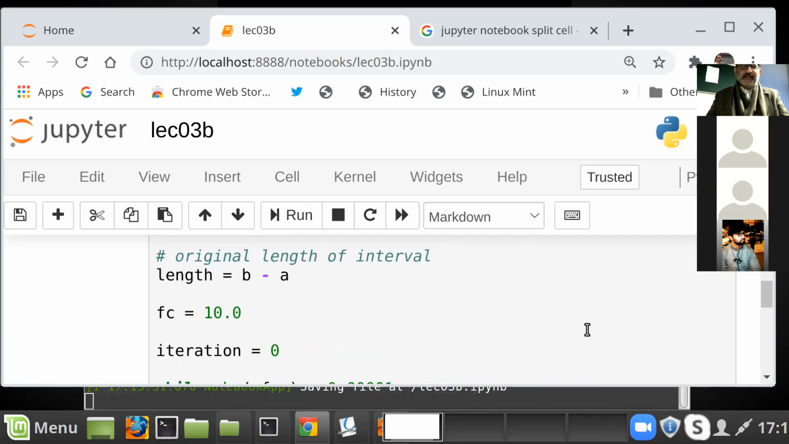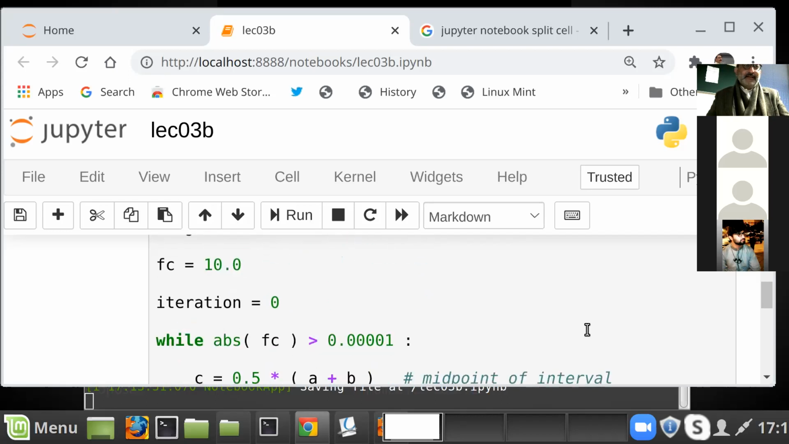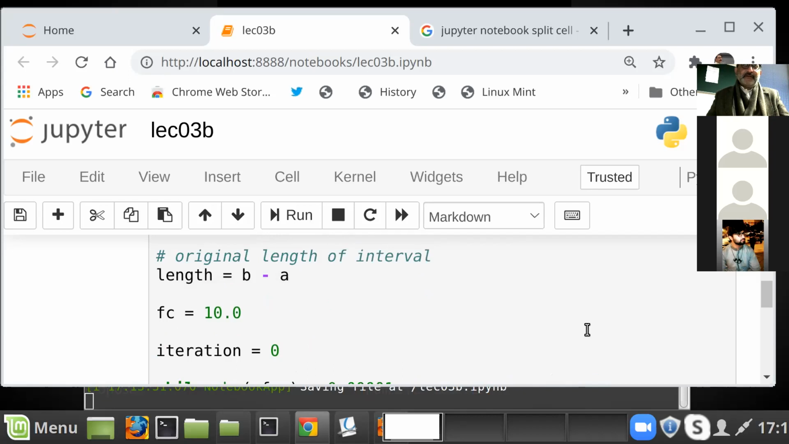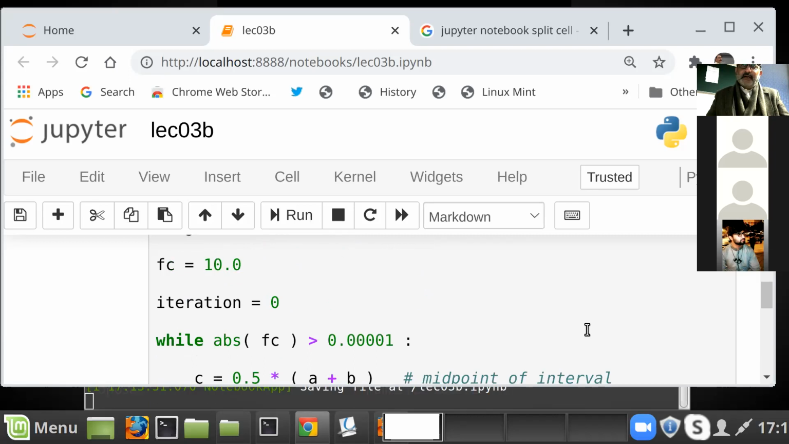Or I could have put in the actual value, right? I could have calculated C and then put in the actual value. And I want to count how many iterations I'm doing before this terminates. If I'm a careful programmer, what I should actually do is have something that kills the program if it takes more than a certain number of iterations.